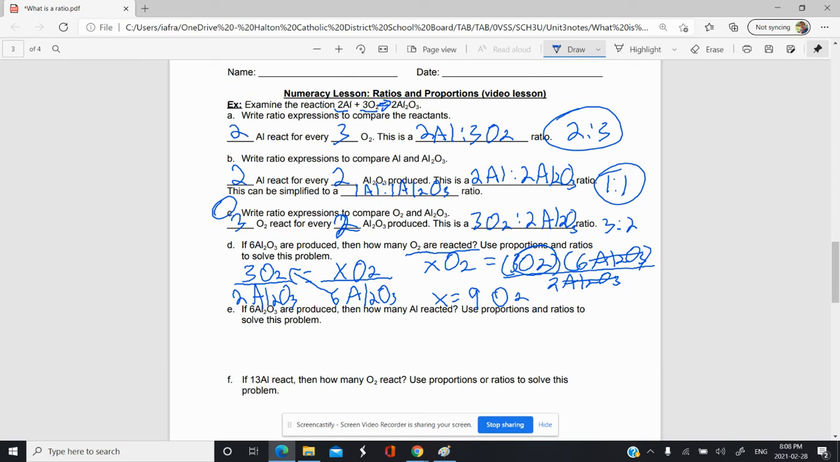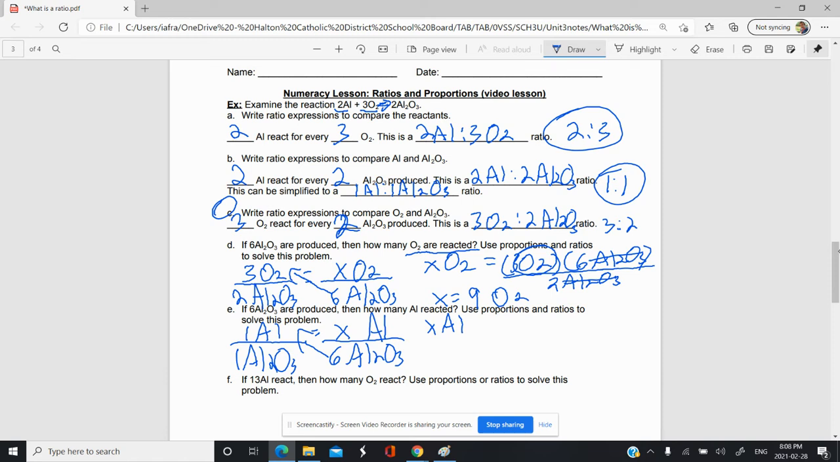We want to find the amount of Al. So we put Al on top, 1 Al, over 1 Al2O3, is equal to 6 Al2O3 times X Al. And notice it's 6 times, right? So 6 times 1 on top would also be 6 Als. But let's do our cross multiplication there.